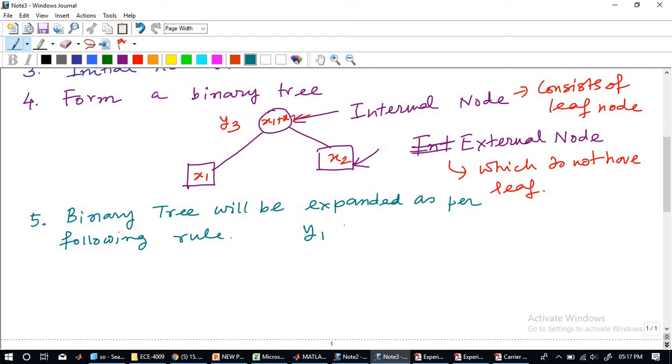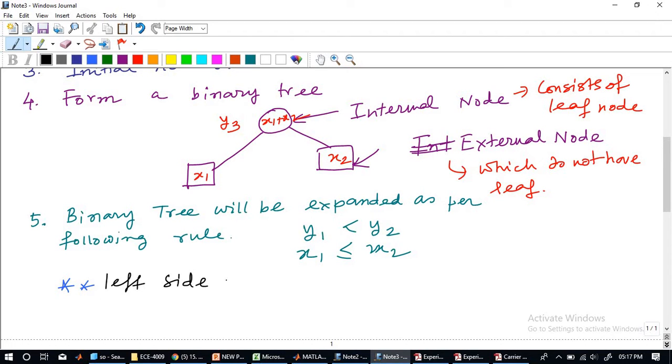That y1 is less than y2 and x1 should be less than or equal to x2. That means the concluding part which I ask all of you to write. I will make a star here. I will write it in black.